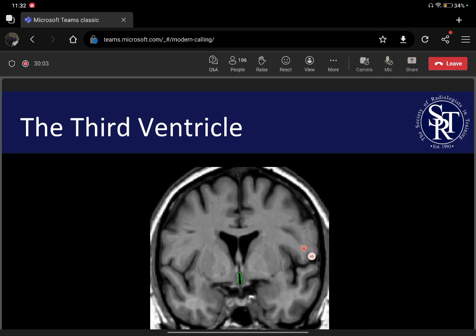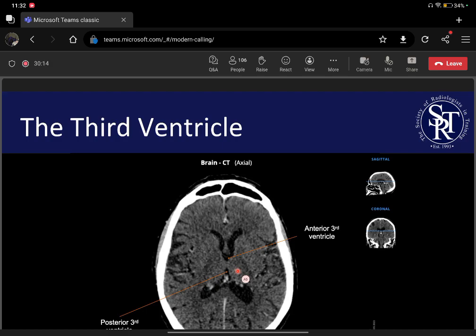This is our third ventricle now, and we're looking at this on an MRI coronal image. So as I said earlier, it is a midline thin structure below our lateral ventricles. So what does this look like on axial CT?